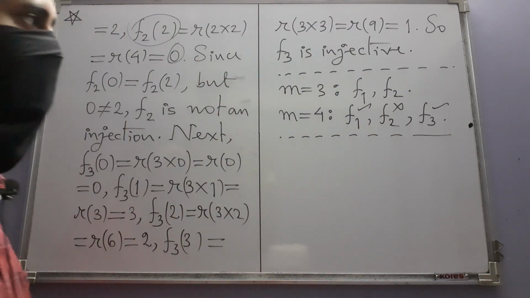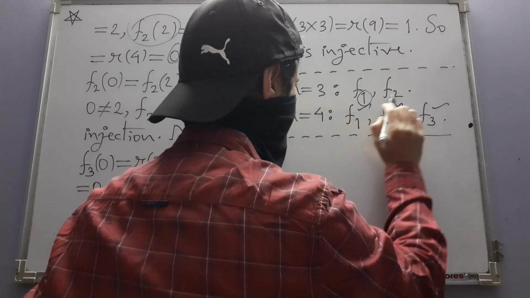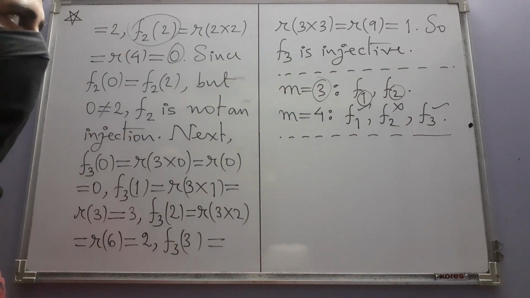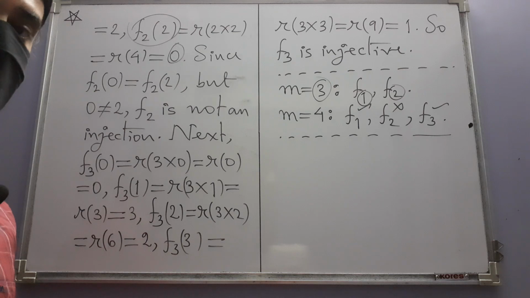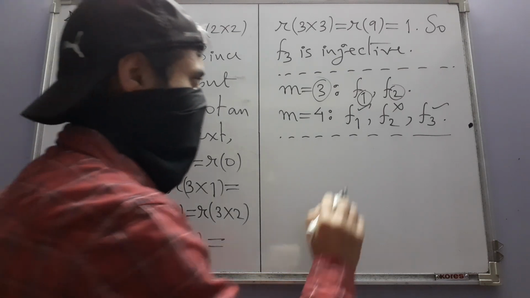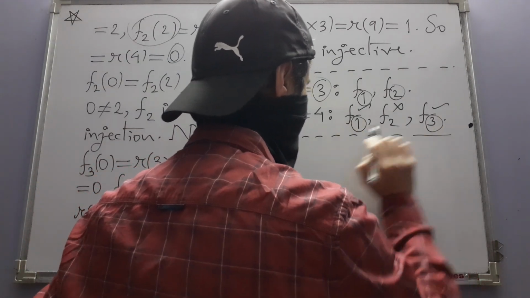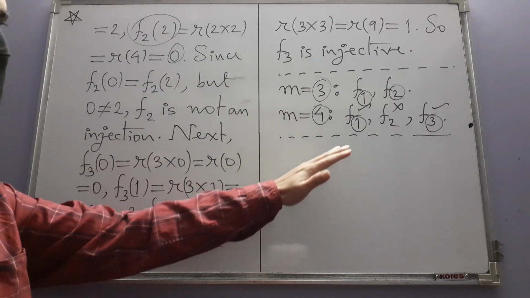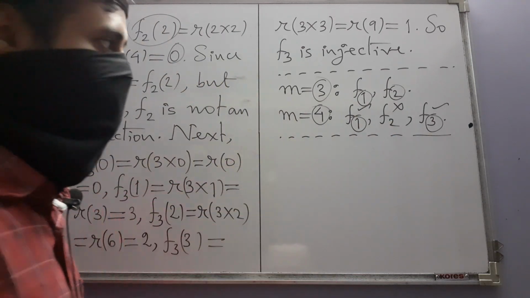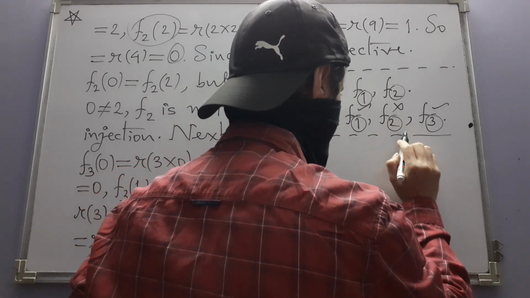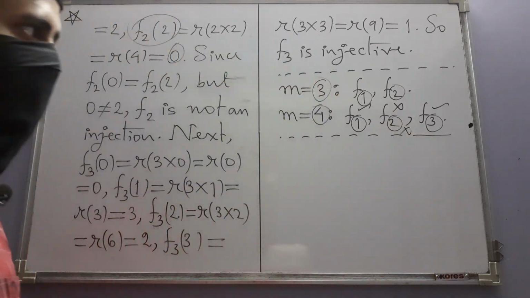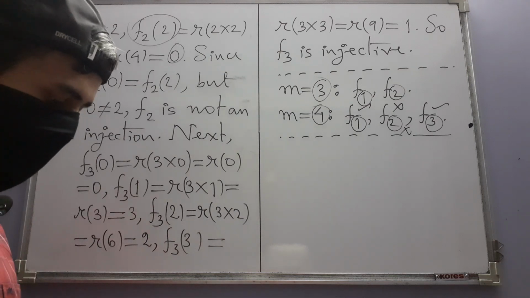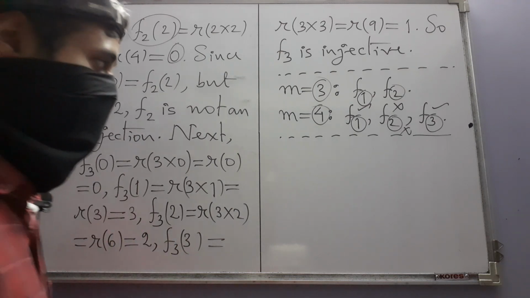Just from these two cases, 1 and 2 are relatively prime to 3. They are co-prime. 1 and 3 are relatively prime to 4. And in those cases, the functions are injective. But 2 is not relatively prime to 4. And in that case, the function is not injective. And now the author asks a general question.